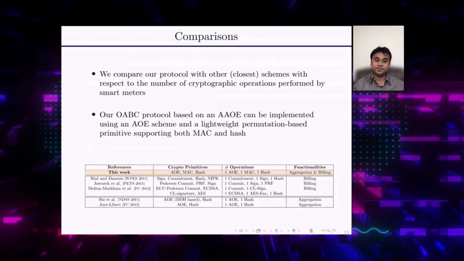We also compare our work with the protocols closest to ours in the literature. We compare with several billing schemes and some aggregation schemes based on AOE, and we see that the different schemes use signing algorithms, commitments, hashes and ECDSA signatures, etc. If we compare with them, for our scheme we can achieve both aggregation and billing functionality using only two primitives: one is the AOE primitive, and the second is a permutation-based primitive supporting both MAC and hash. So only with two primitives we can support both aggregation and billing protocols, which is better compared to the other protocols in the literature.